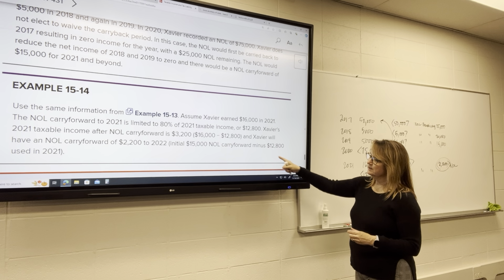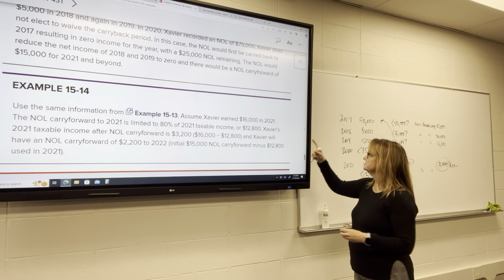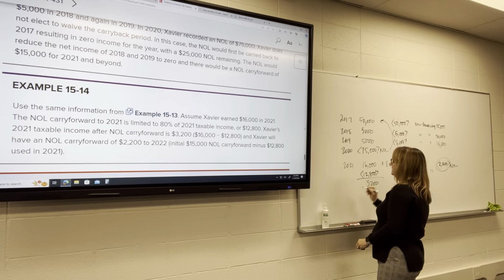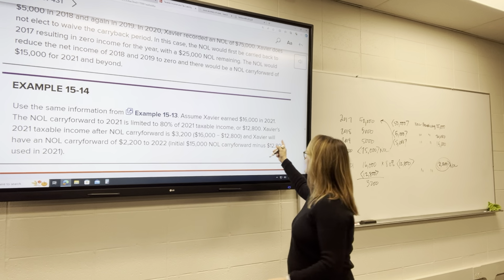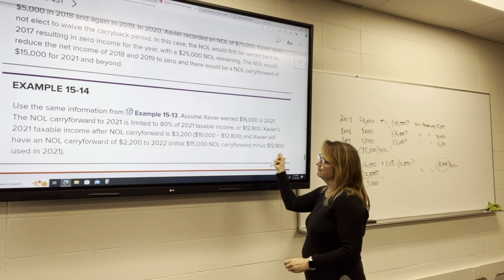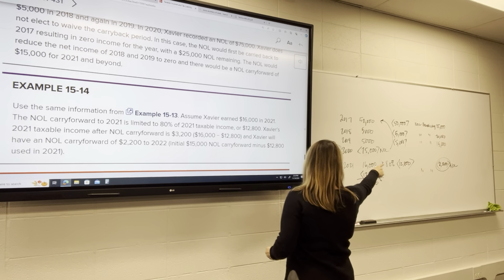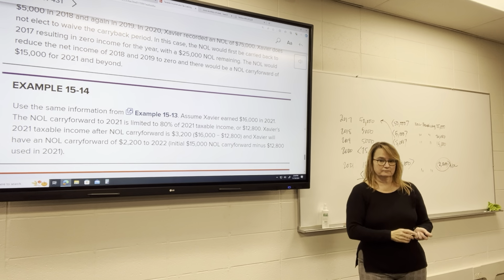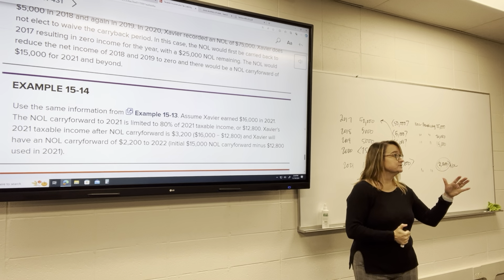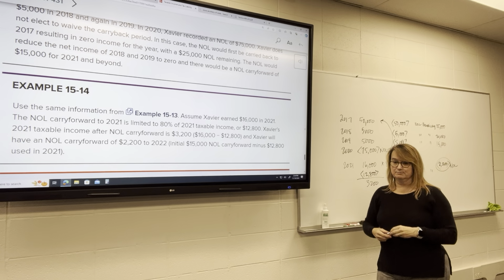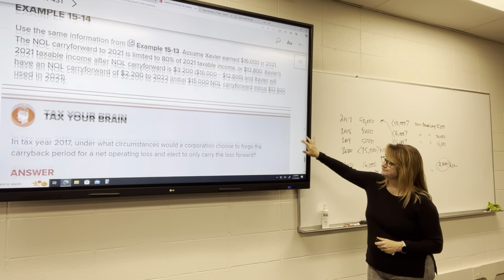So, oh, no, I guess it says that. Xavier's, oh, I'm sorry, their taxable income, yeah. So their taxable income is $3,200, I'm sorry. I didn't read the whole way. So Xavier's taxable income is $3,200. They will have an NOL carry forward of $2,200 going forward. Okay, but again, it's still going to be limited to 80% of their income.